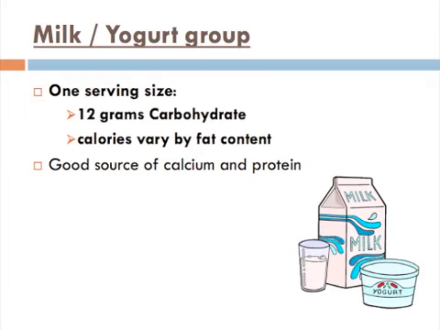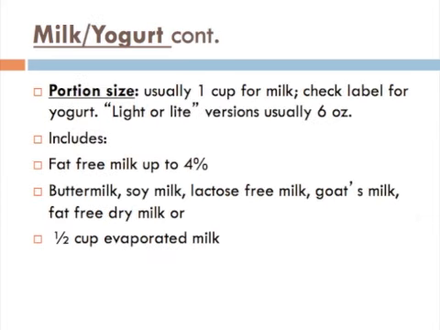The milk and yogurt group, one serving would be about 12 grams of carbohydrate. Calories vary by fat content. I would recommend fat-free and non-fat yogurt. A good source of calcium, protein, and vitamin D in your dairy products. A portion size for milk is about 1 cup or 8 ounces. For your yogurt, it's about 6 ounces or 1 small container. It is recommended that patients buy the light yogurt because it's usually artificially sweetened and has less carbohydrate in it.